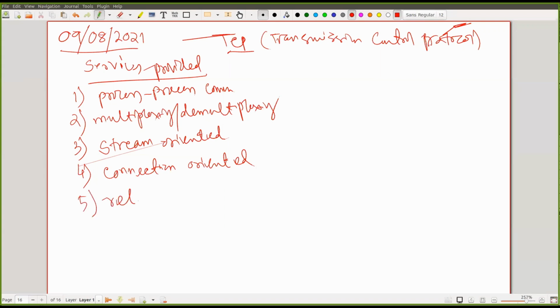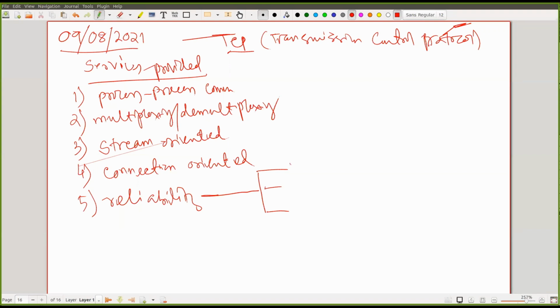Due to this connection oriented service, we are able to achieve reliability. So another important function provided by TCP is reliability. Reliability is achieved due to its connection oriented nature. But remember, just making a transport layer protocol connection oriented, I cannot provide reliability; that is the first step towards reliability. To achieve reliability along with connection orientedness, certain extra features need to be supported by TCP.